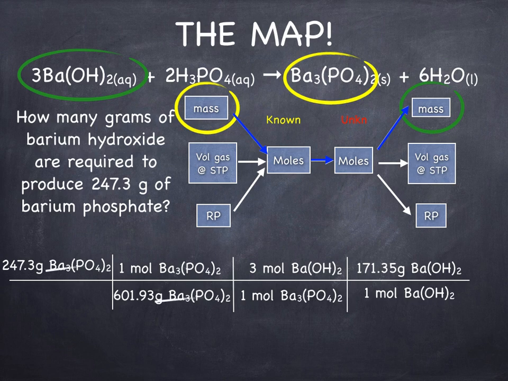So if you look at the units that cancel, grams of barium phosphate, the moles of barium phosphate, and the moles of barium hydroxide, and you're left with grams of barium hydroxide. If we go back to the problem, our question embedded here is how many grams of barium hydroxide are required. So multiply across the top, divide across the bottom. This would be a great time to pause the video, grab your calculator, and see if you can get the answer here.